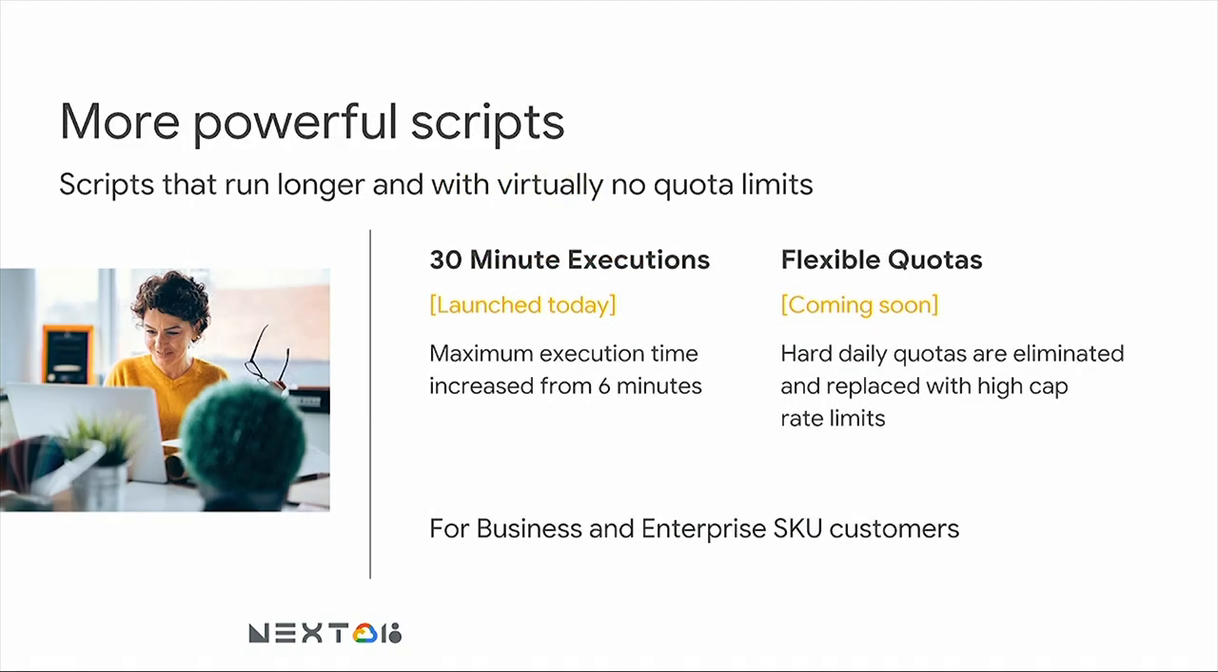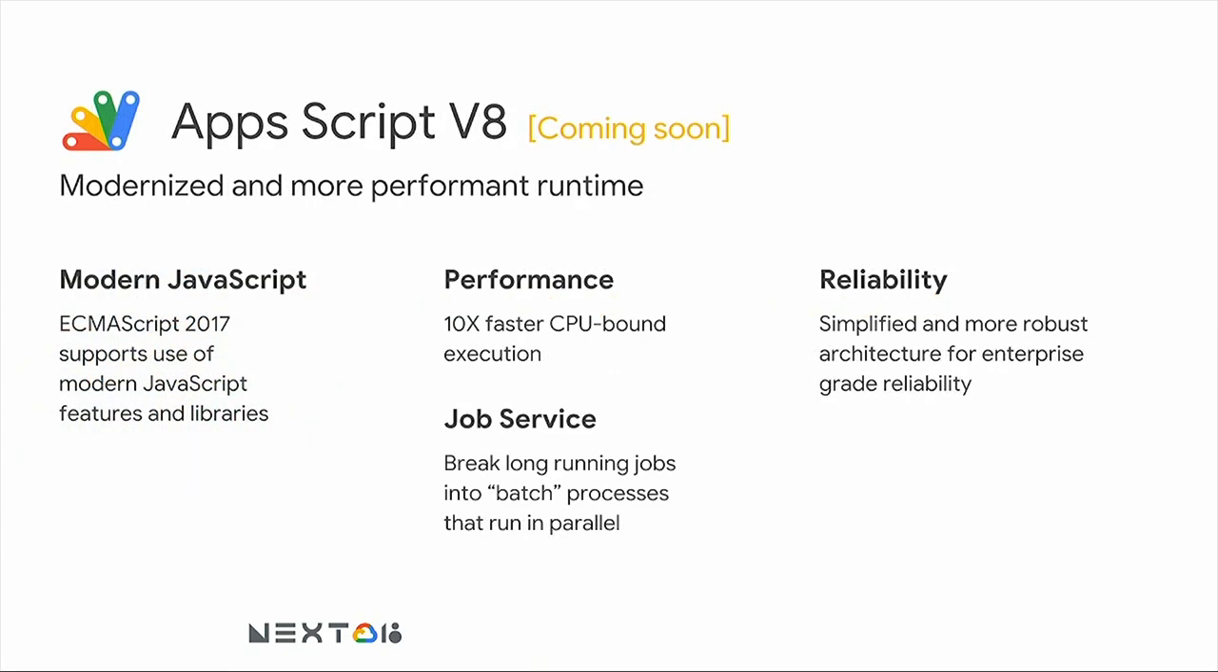We're always looking for opportunities to expand the use cases that you can support with AppScript projects. And so to that end, we are excited to announce that today, for all business and enterprise SKU users, we're lifting the cap from 6-minute maximum execution time up to 30 minutes. And so this is going to mean that you're going to be able to do larger, more complex scripts that can work on larger data sets. Additionally, we're working on a feature called flexible quotas, which is essentially going to eliminate hard daily quotas and replace them with a high cap rate limit, which will effectively eliminate quotas altogether for all but the most extreme use cases.